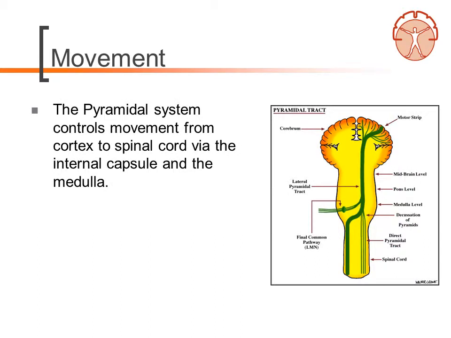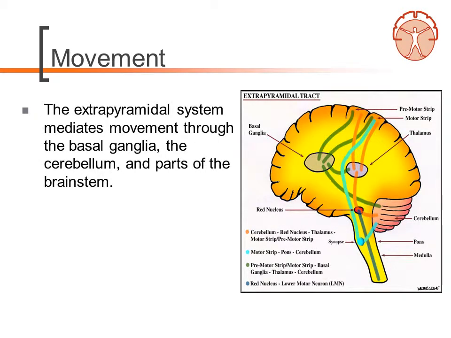The pyramidal system controls movement from cortex to spinal cord via the internal capsule and the medulla. The extrapyramidal system mediates movement through a more complex circuitry in the basal ganglia, cerebellum, and brainstem centers. These intermediate brain centers play crucial and highly complex roles in organizing human movement. Movement disorders happen when these systems are disrupted.